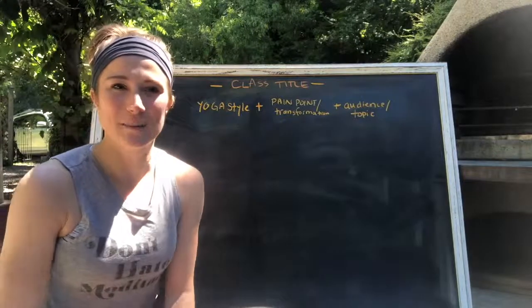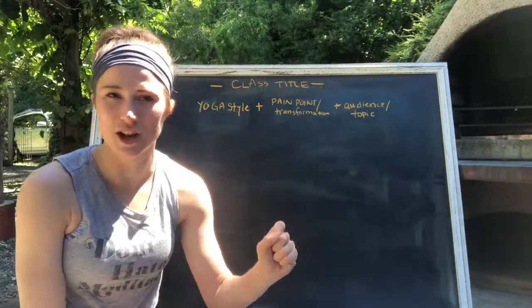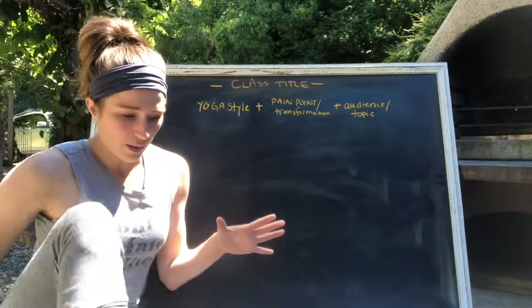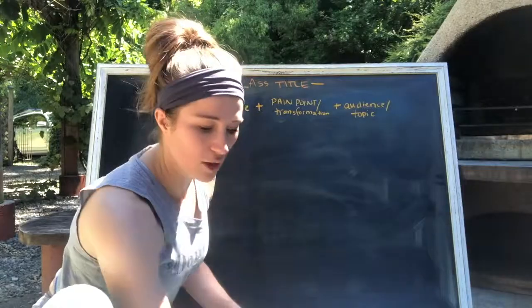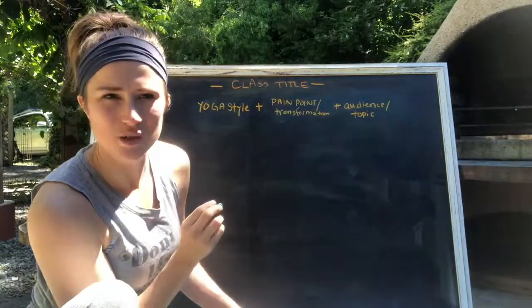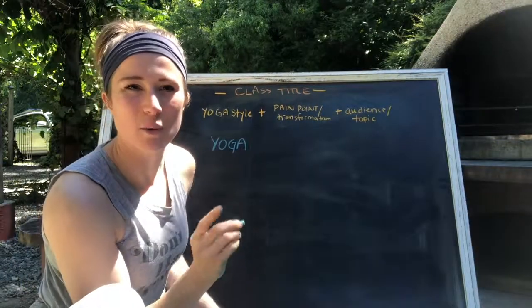A class name is more specific than your teaching topic. It includes your teaching topic plus something that you're working on that day. My example that I've been going with for these 3 days is yoga for hikers. I've already got two of the items here so far. So I've got yoga for hikers, and I could get more specific with the style if I wanted to.